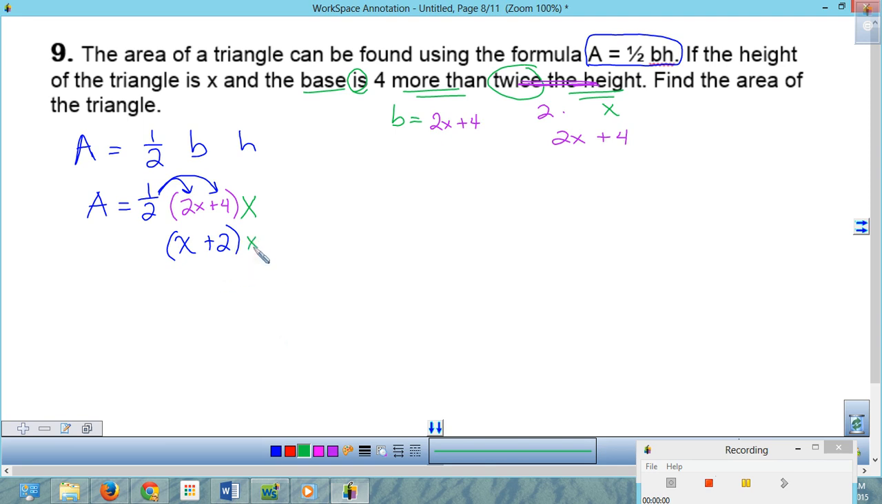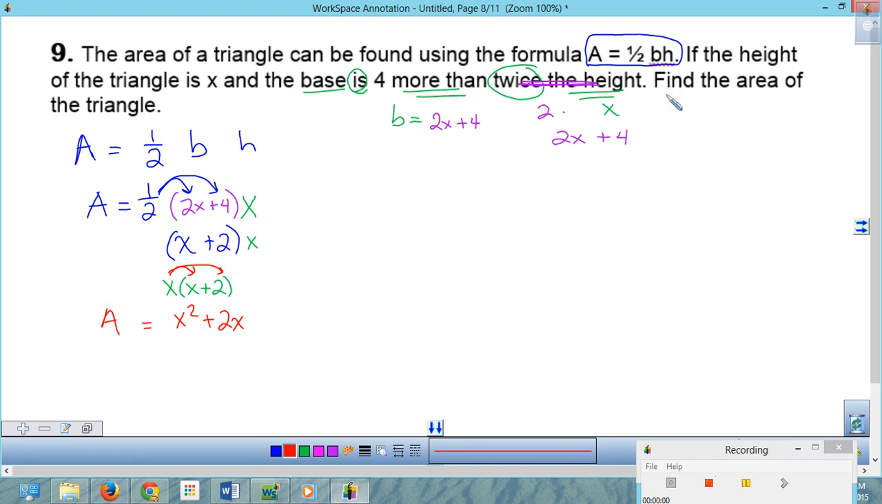Well, this is distributive property. We can rewrite this if you'd like, so that it looks like this. This is using the commutative property to move stuff around when you multiply. Okay? So you're just distributing this x here. So you go x times x, which is x squared. And then you'll do x times positive 2, which is positive 2x. And so it brings down the area. And the area equals this.